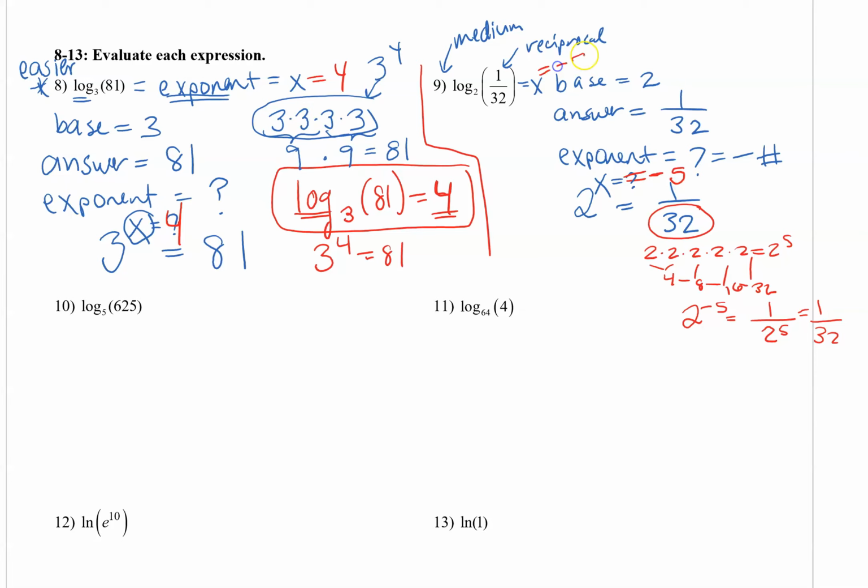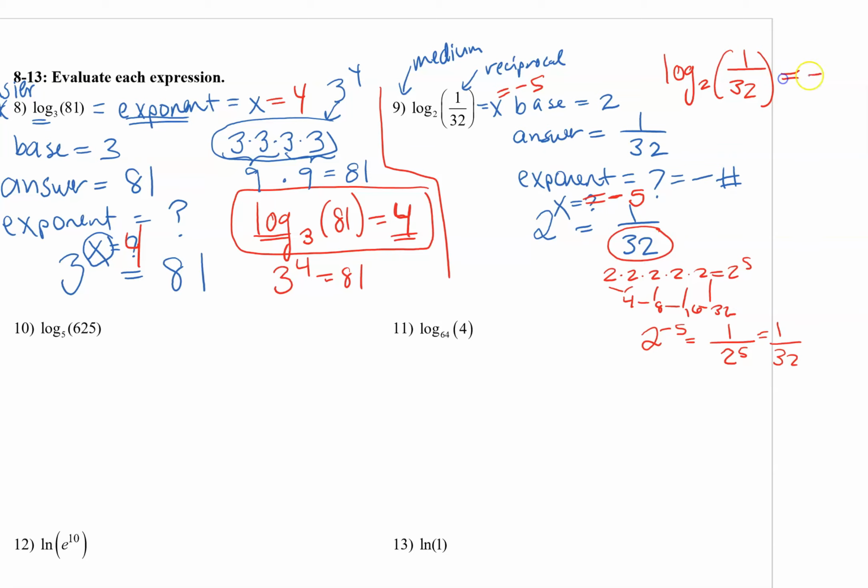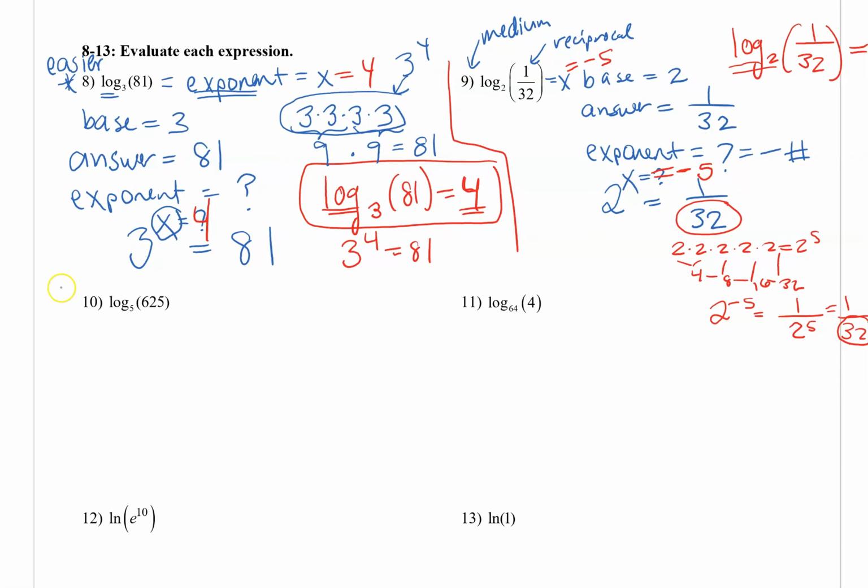So this log would have to equal -5. So log base 2 of 1 over 32 is equal to a negative number, and it has to be -5, so that when I take the reciprocal, I end up with a 32 in my denominator. The log is the exponent, so this log expression equals -5. Now number 10, again, I consider to be one of the easier ones. Not easy, but just easier compared to the other ones. Why don't you guys try this one?